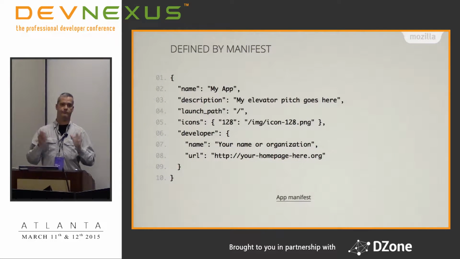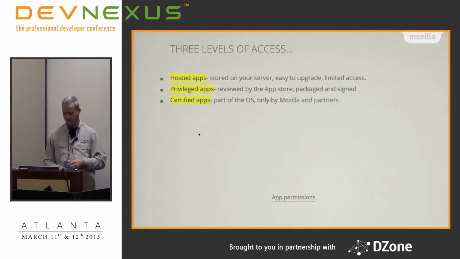So if you already have a web app, chances are if it doesn't use any specific hardware APIs, you can add a manifest file and just put it on the device. And putting it on the device is very, very simple. I'll explain in just a second.